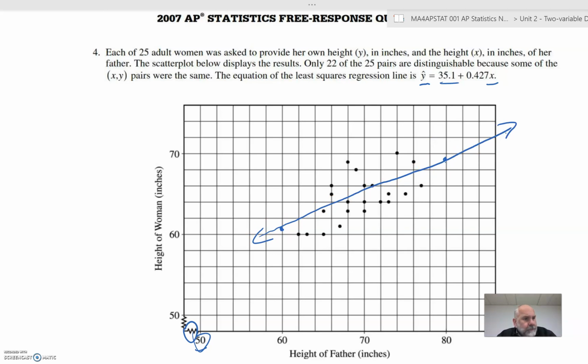I'm going to double check my work because there are more points below than above, but I'm guessing the outliers are doing that, and I'm drawing it as best I can. It's not perfect. So 35.1 plus 0.427, yep. I plugged in 60, yep. I plugged in 80, yep. I got less than 61, yep. And I got more than 69, yep. Okay, looks good to me.